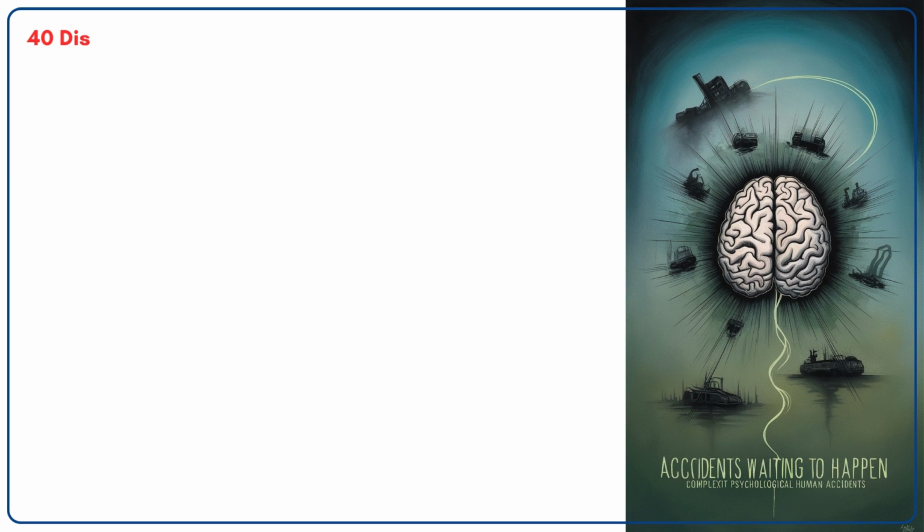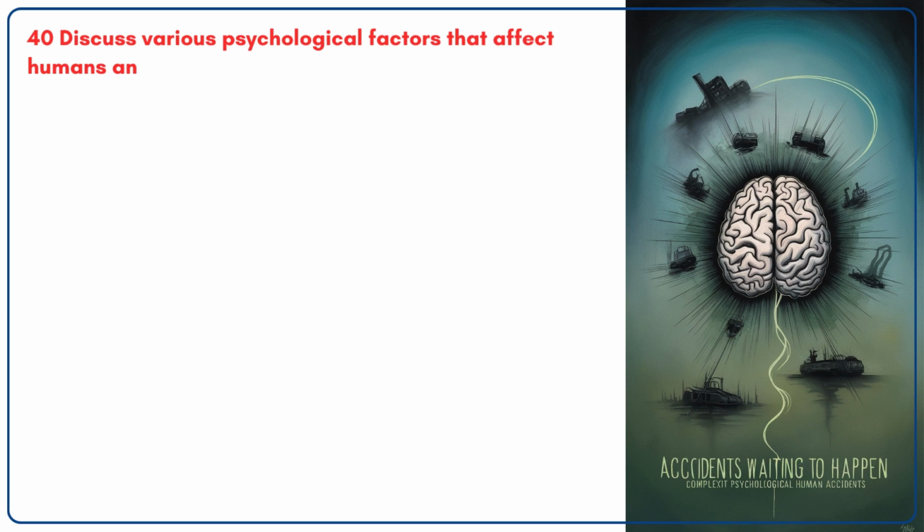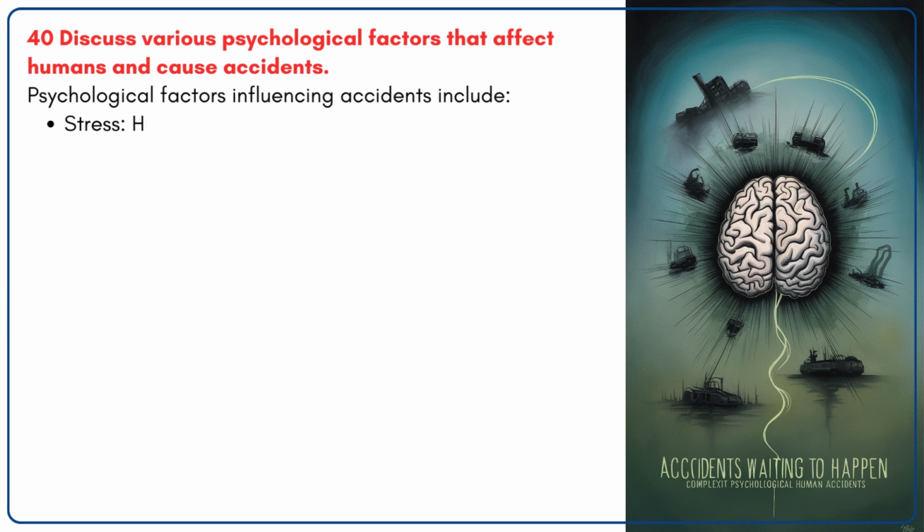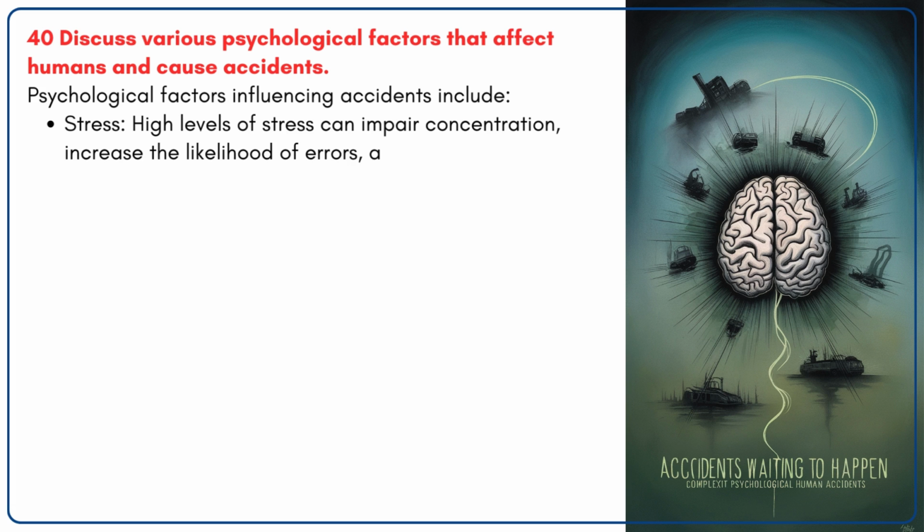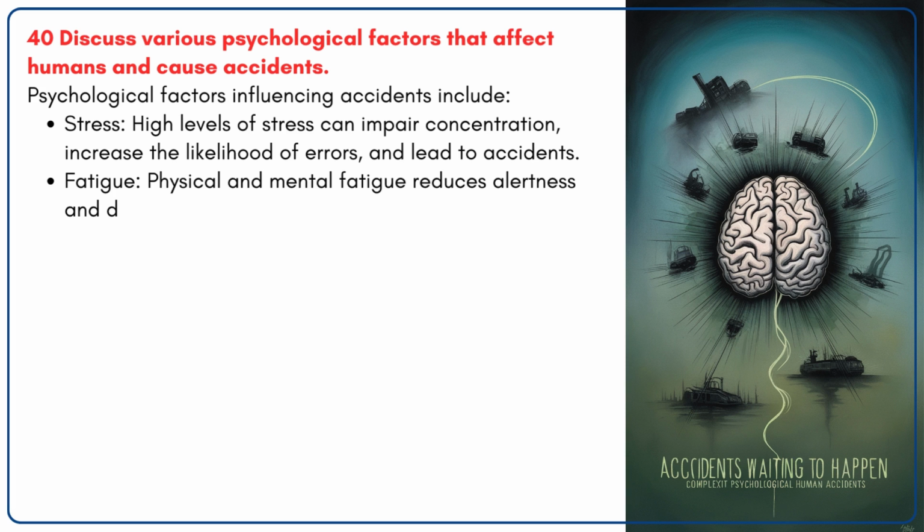40. Discuss various psychological factors that affect humans and cause accidents. Psychological factors influencing accidents include stress. High levels of stress can impair concentration, increase the likelihood of errors, and lead to accidents. Fatigue. Physical and mental fatigue reduces alertness and decision-making ability, increasing the risk of accidents.